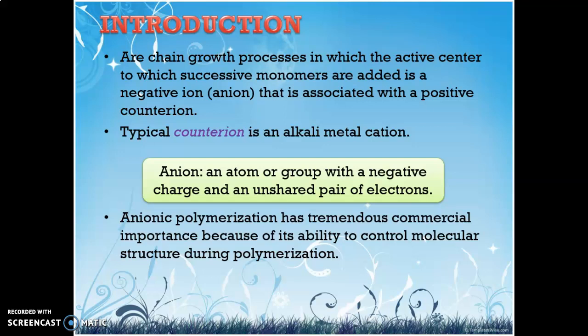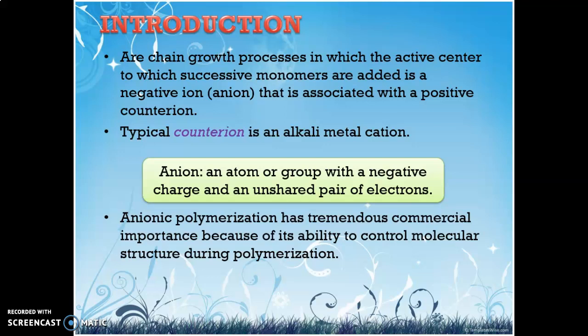Okay, ionic polymerizations are chain growth processes in which the active center to which successive monomers are added is a negative ion that is associated with a positive counter ion. So for the initiation, it also involves initiation, propagation, and also termination.